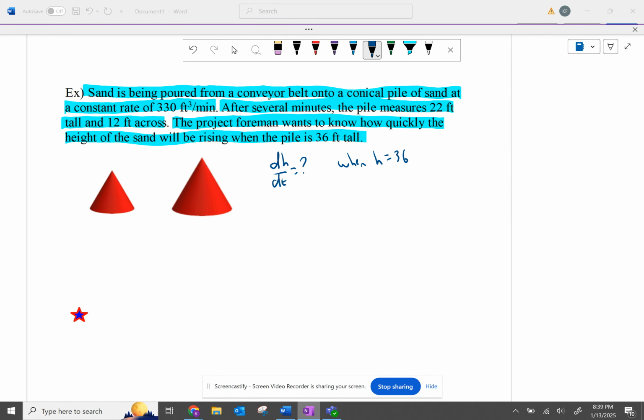Now we're given that it's being filled at a constant rate of 330 cubic feet per minute. Again, cubic feet per minute indicates to me that that's the rate of change of the volume. And it's being filled, so it's positive 330 cubic feet per minute. Now, when we're talking about cones, the dimensions you generally look at are the radius and the height. Now, at some point, we're told that the pile measures 22 feet tall. So at one point, it's 22 feet tall.